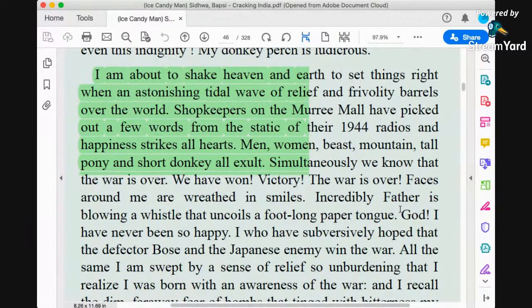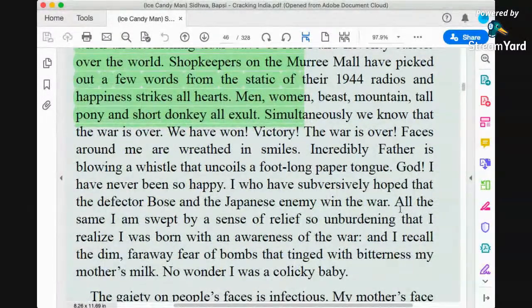Simultaneously, we know that the war is over. We have won. Victory. The war is over. Faces around me are wreathed in smiles. Incredibly, father is blowing a whistle that uncoils a foot-long paper tongue. God, I have never been so happy. I who have subversively hoped that the defeated Boers and the Japanese enemy would win the war. All the same, I am swept by a sense of relief so unburdening that I realize I was born with an awareness of the war, and I recall the dim, faraway fear of bombs that tinged with bitterness my mother's milk. No wonder I was a colicky baby."